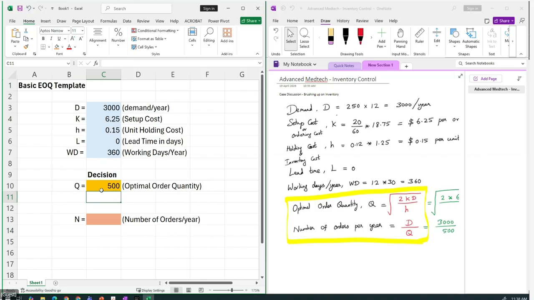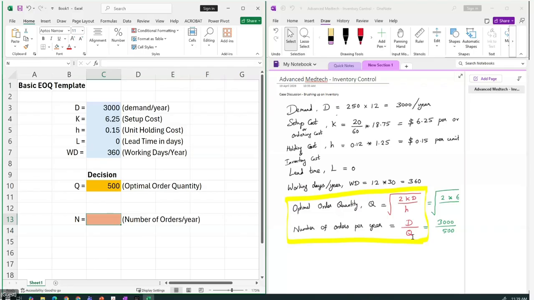You can see the optimal order quantity. Similarly, this cell I'll name as capital Q. And this cell I'll name as capital N. So to name, what should I do? Select the cell, go to the name box, type the name, press enter.